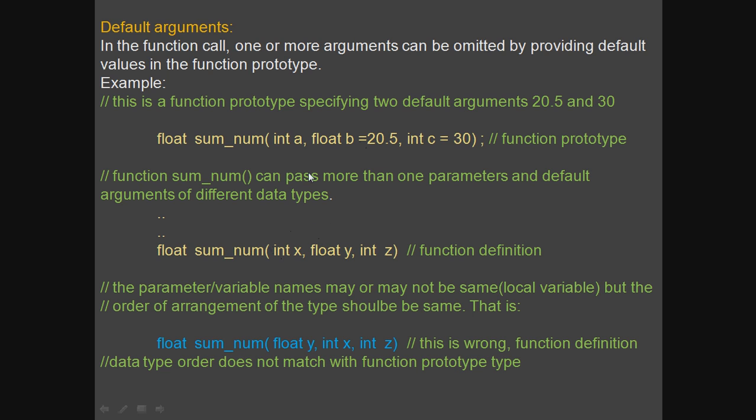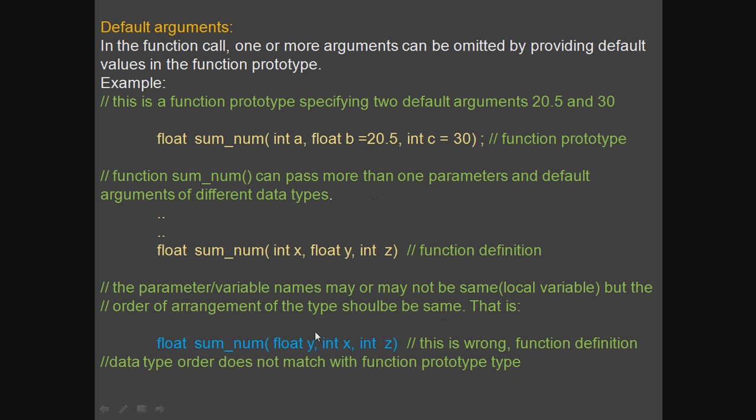Otherwise wrong values will be assigned, because the values are passed and accepted in this order only. Here the parameters or the variable names may or may not be the same as I've mentioned here, because they are local variables. But the order of arrangement of the types should be the same. That is what I was referring to.